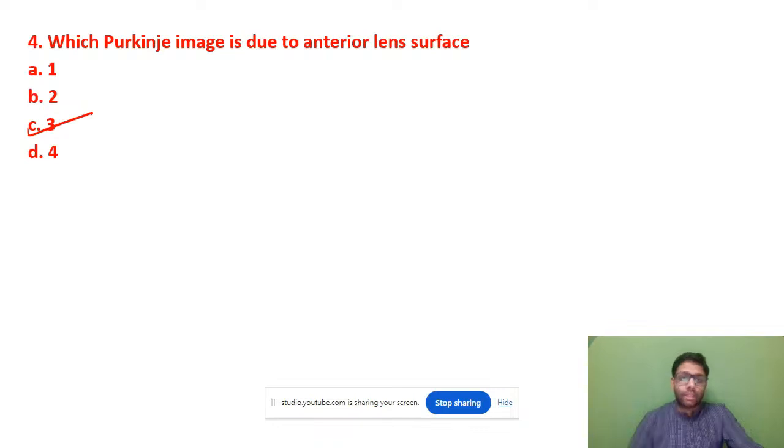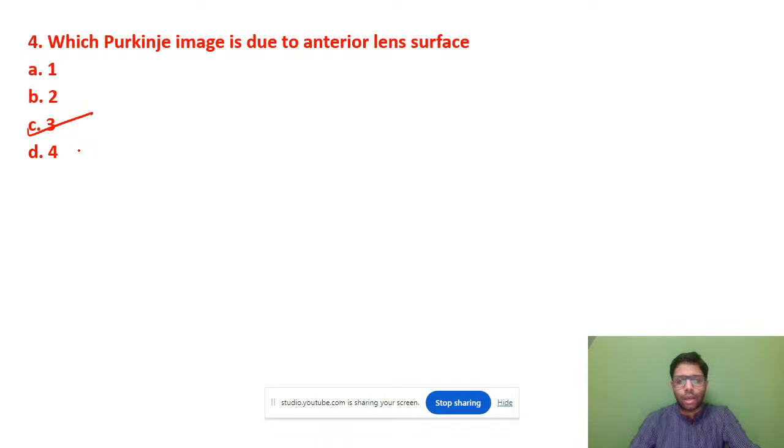So corneal thickness is measured by 1 and 2. Corneal curvature, the corneal surface, is measured by 1. In specular microscopy, you see the endothelium. That is specular microscopy, based on Purkinje image number 2. 3 and 4 will give you lens thickness.